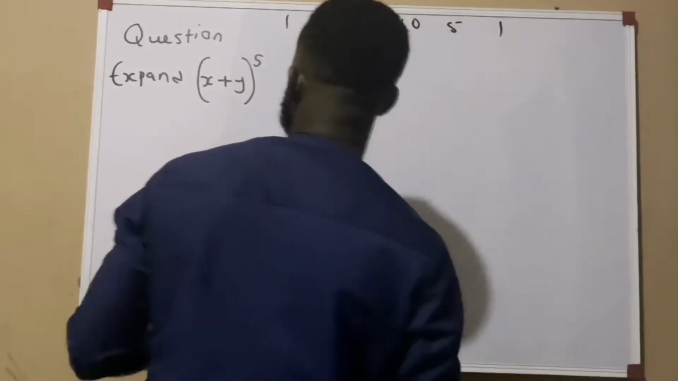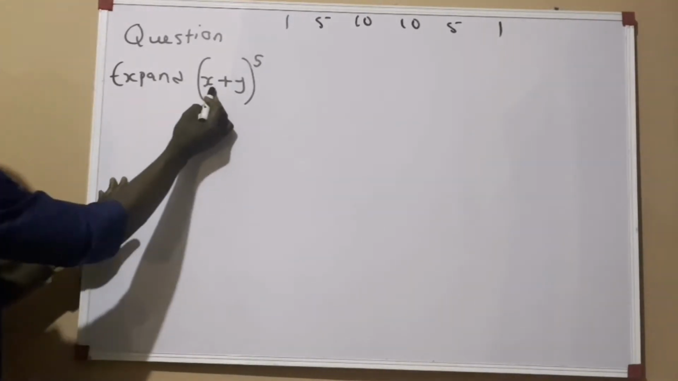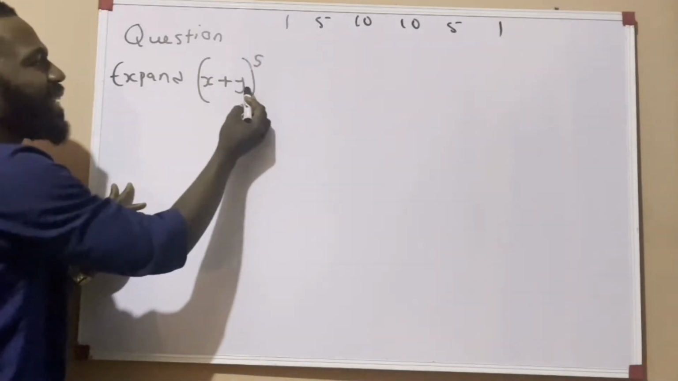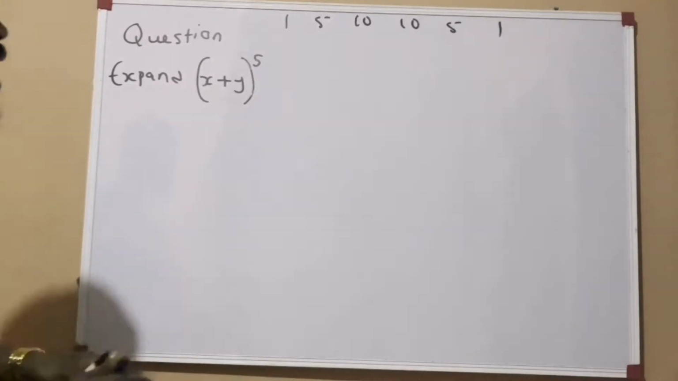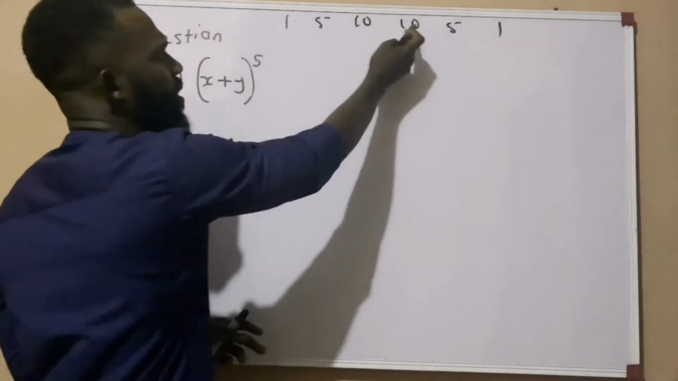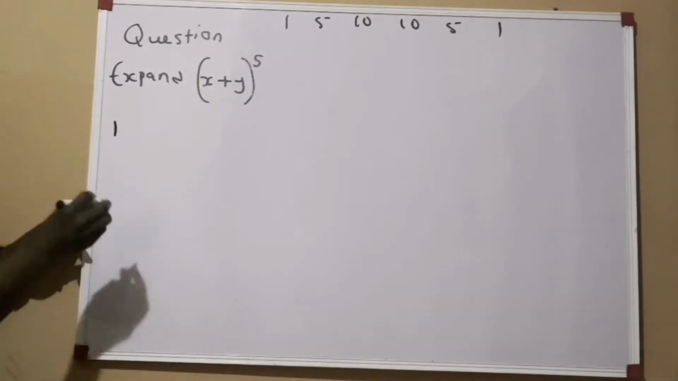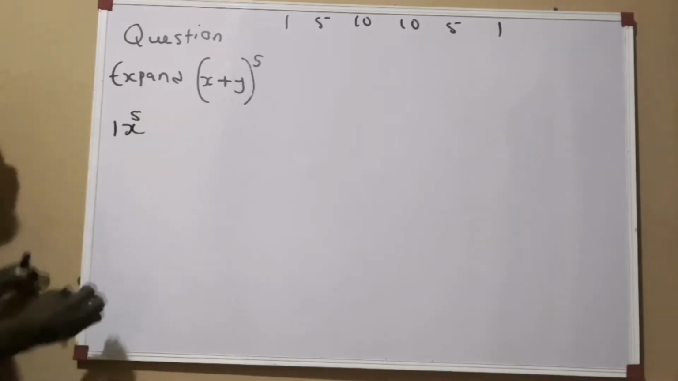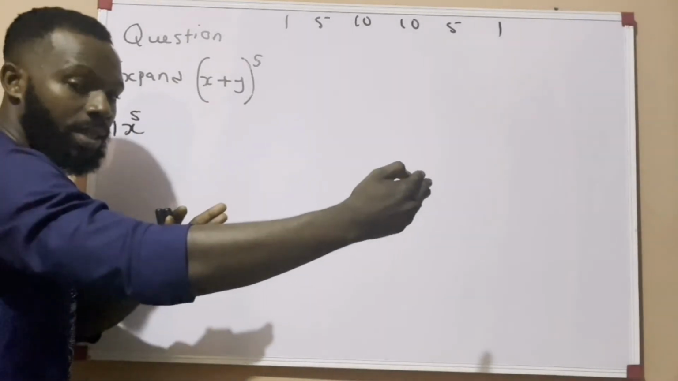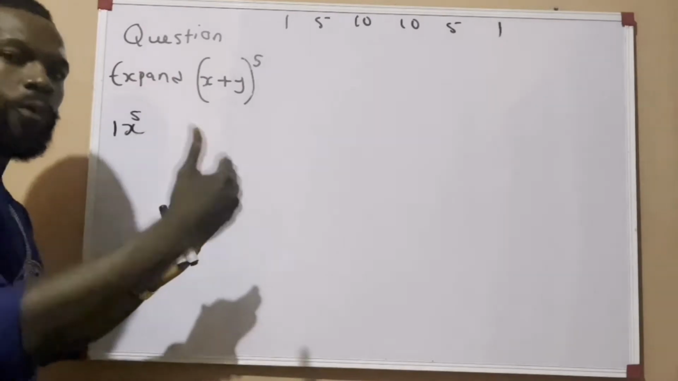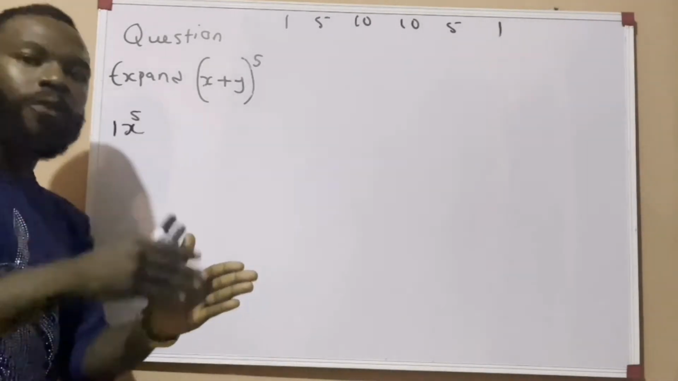Now let's expand. This is how it works. The first thing you need to understand is this: the expansion begins with the original power of 5 on one variable, and ends with the original power of 5 on the other. Don't forget we have our coefficients here: 1, 5, 10, 10, 5, 1. The first coefficient is 1, and then I have x raised to the power of 5. The power of x reduces while the power of y increases.